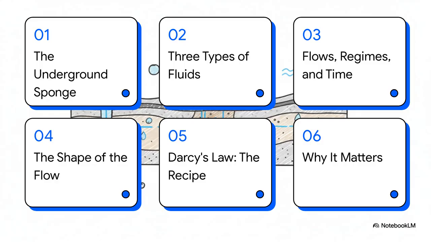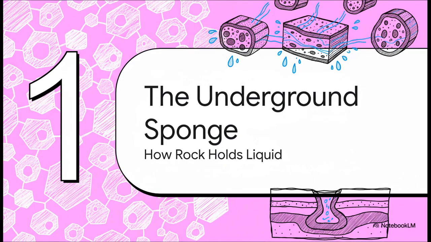So here's our roadmap for this journey. First, we'll talk about this idea of an underground sponge. Then, we'll look at the 3 types of fluids you find down there. After that, we'll get into flows, regimes, and how time changes everything. We'll also cover the actual shape of the flow and then put it all together with the master recipe, Darcy's Law. And finally, we'll wrap up with why any of this actually matters. Okay, let's dive right in.